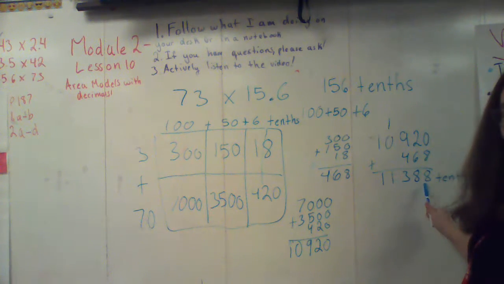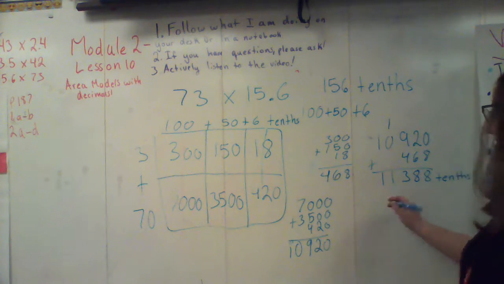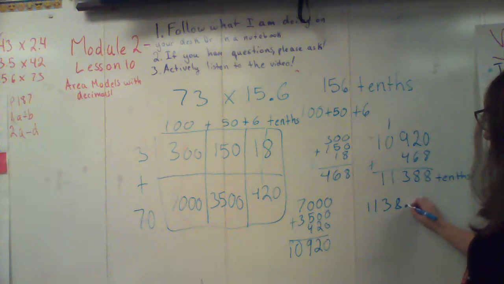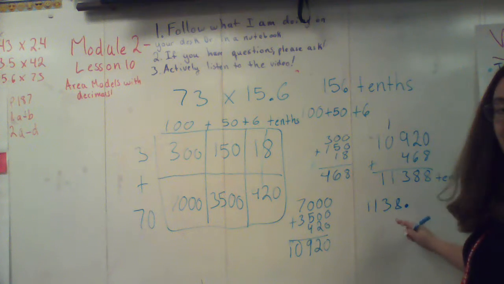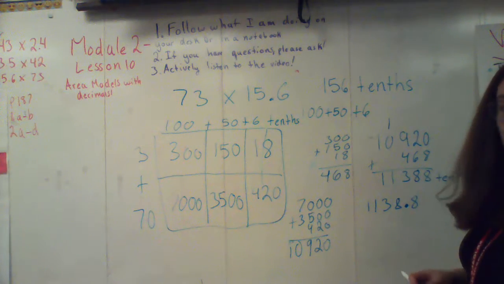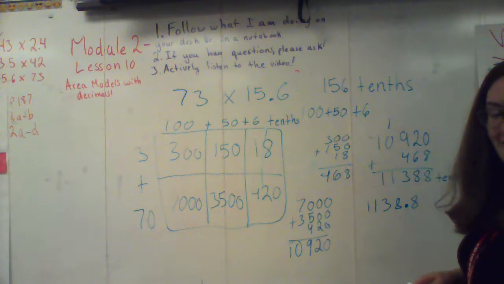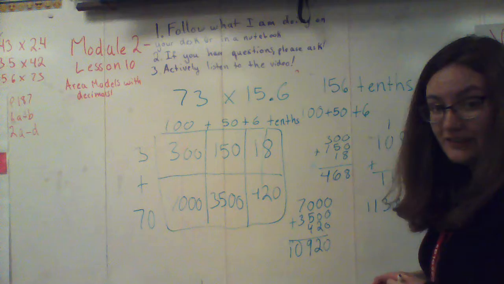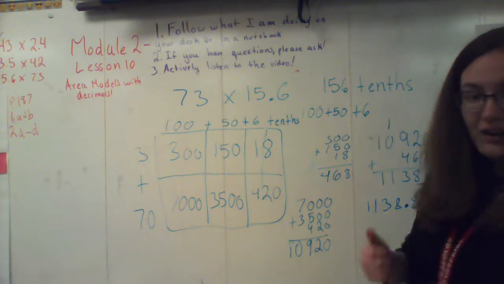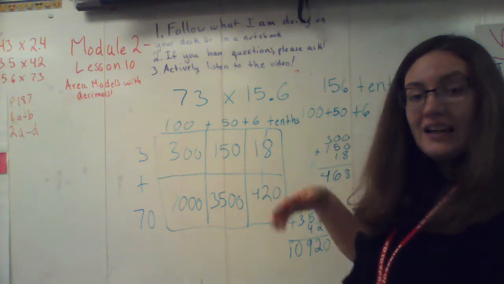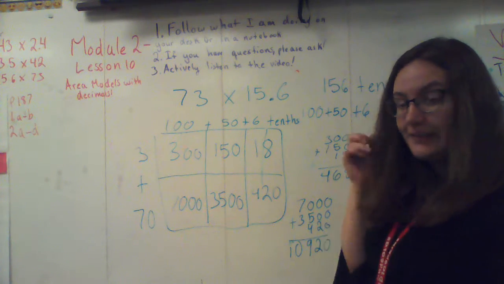So remember, this 8 needs to be in my tenths place. So if my 8 is in my tenths place, that means that my decimal is right here, because then this 8 has to be my ones. And my answer is 1,138.8, or 1,138 and 8 tenths. Now, if you got this right, awesome job. If you did not, that is totally fine. You just need to raise your hand and ask a question if you have it.